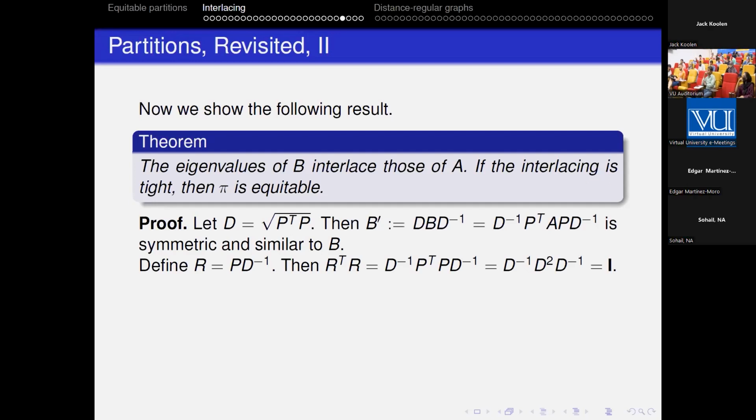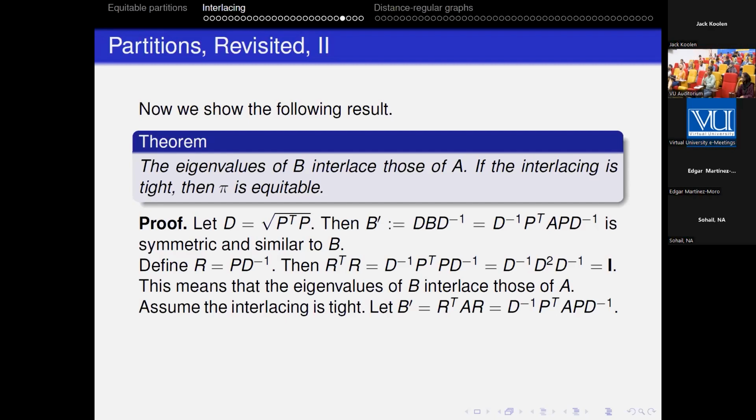Now we define R as P times D inverse. Then it's easy to see that R transpose R is identity. You just do the two equations. This means that, what you really show is the eigenvalues of B prime interlace those of A, but the eigenvalues of B prime and B are the same, so therefore the eigenvalues of B interlace those of A. So there's no misprint here, that's what I mean to say.